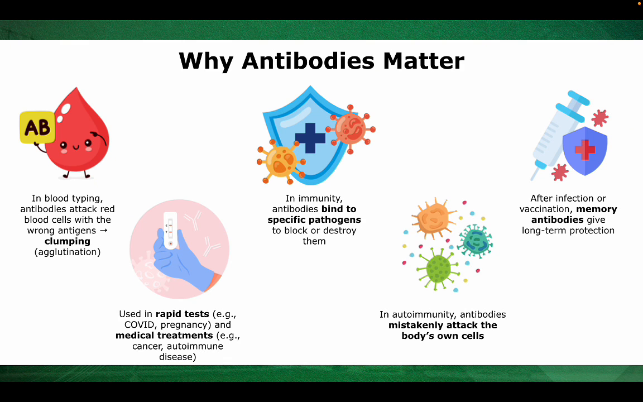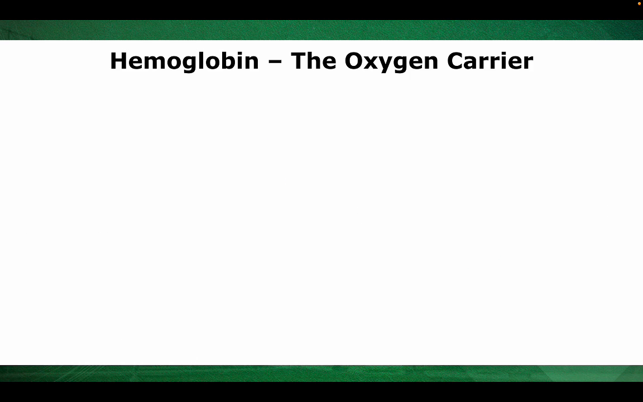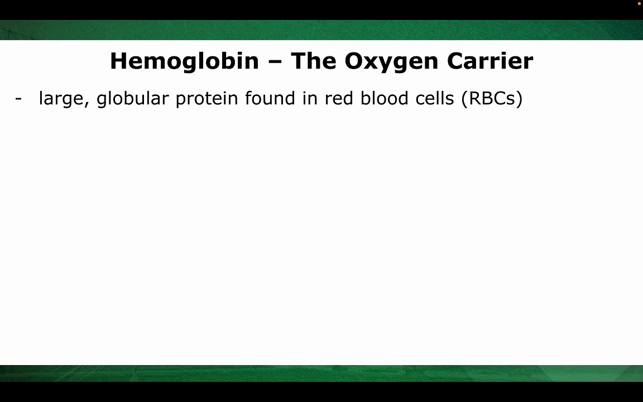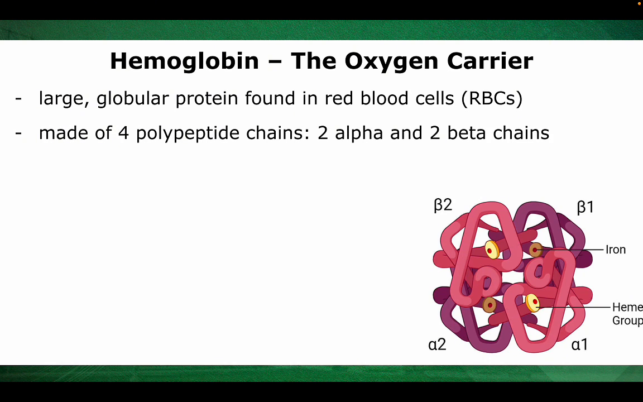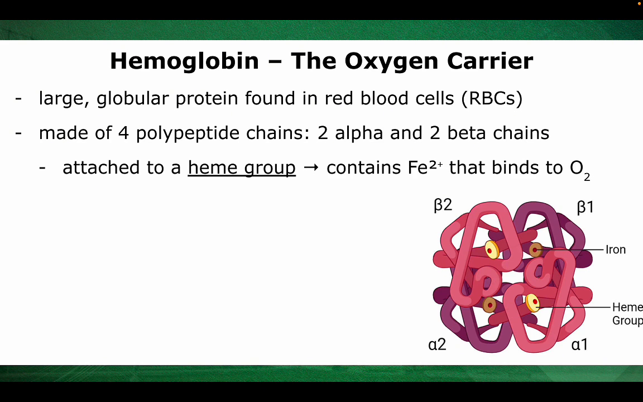Now that we've talked about how your body defends itself, let's look at how it sustains life every second through oxygen transport. Hemoglobin is a large folded protein found inside your red blood cells. It's responsible for carrying oxygen from your lungs to every cell in your body. This molecule is made up of 4 protein chains, 2 alpha and 2 beta. Now each chain is attached to a heme group, which contains an iron ion at its center.